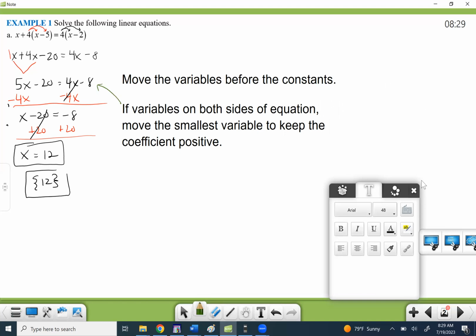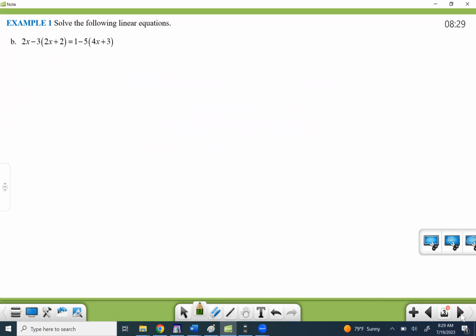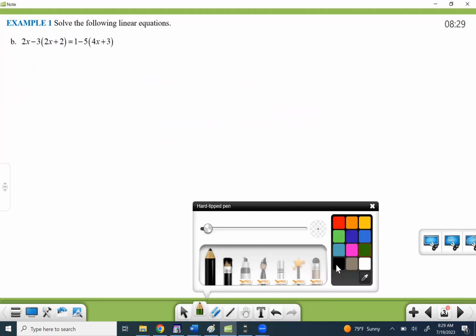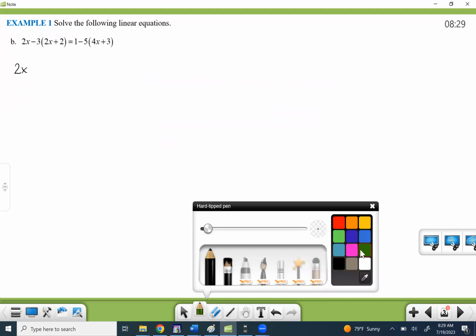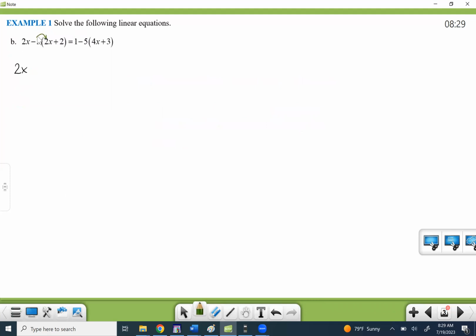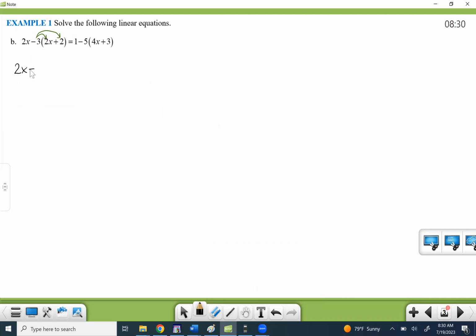Okay. All right. Number 2. So same thing. We're going to work on that distributing first. Now I'm going to bring down my 2x, and it is a -3, not just the 3. I think a lot of students miss that. It's a -3 that's going to distribute into those parentheses. So a negative times a positive is negative. 3 times 2 is 6, and there's an x, so 6x. And then it's another negative times a positive, so it's going to be negative, and 3 times 2 is 6.